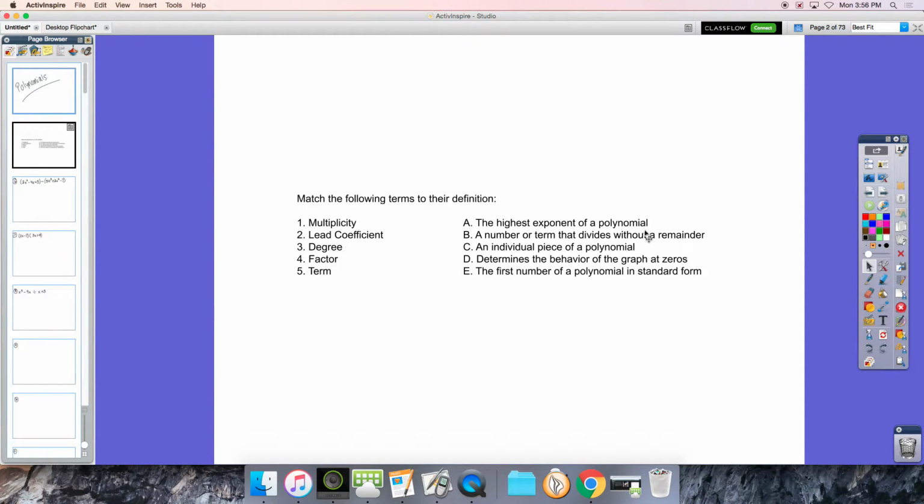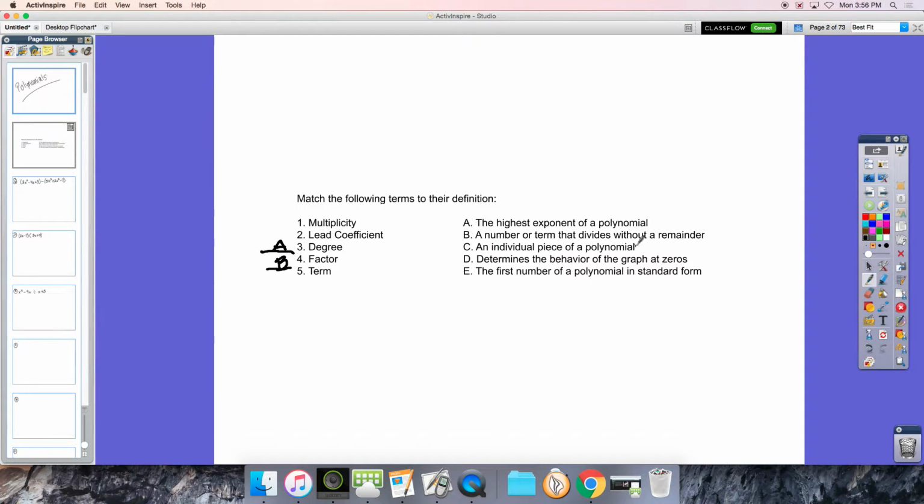The highest exponent of a polynomial is the degree. The number of terms that divides without a remainder, meaning if there's no remainder, it's a factor. So number 4 is B.